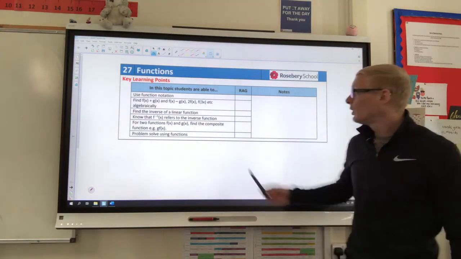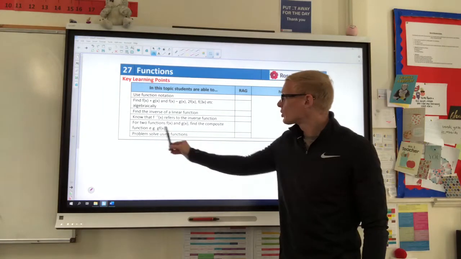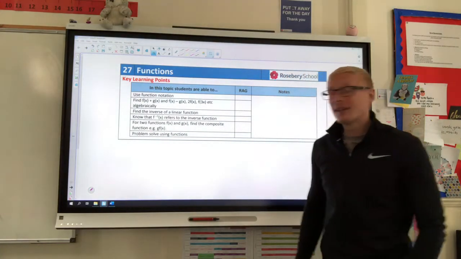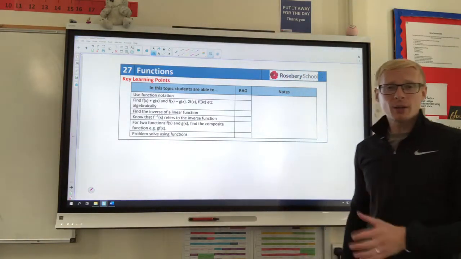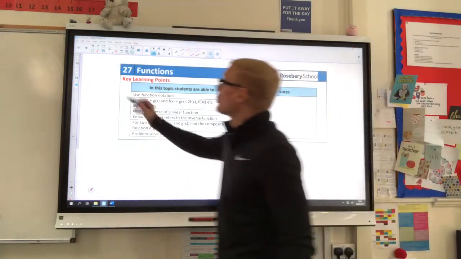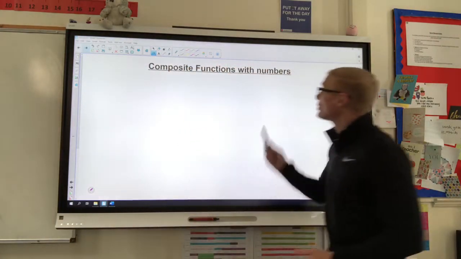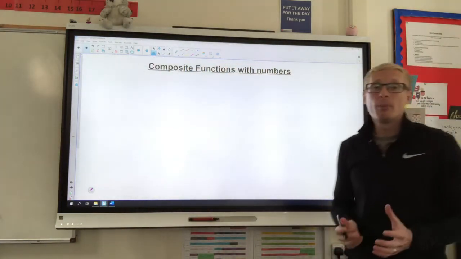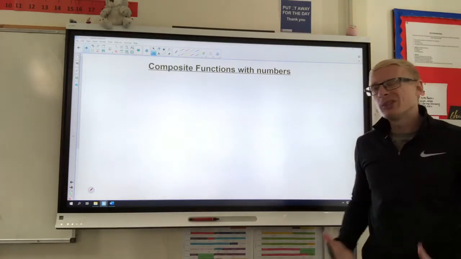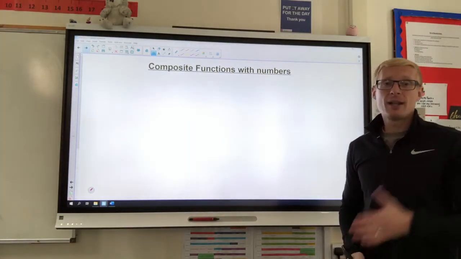Now, in the previous lesson we looked at the composite function bullet point. We're going to continue looking at that because there's a second part to it. So your title again will be composite functions, this time including numbers, so we're going to substitute in numbers. So essentially it's a combination of the first lesson and the second lesson.